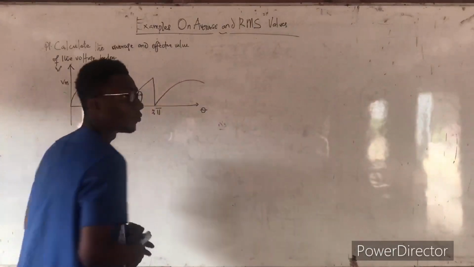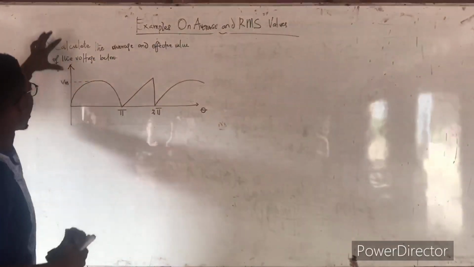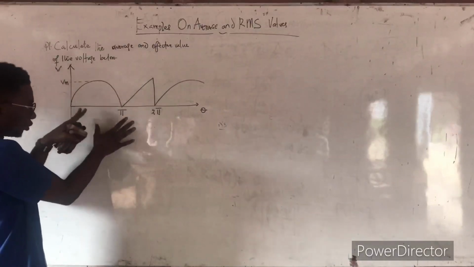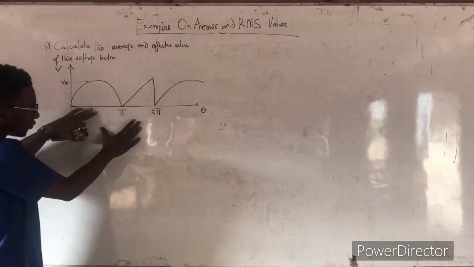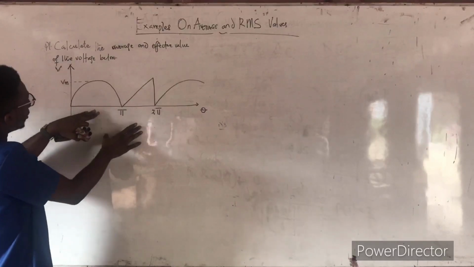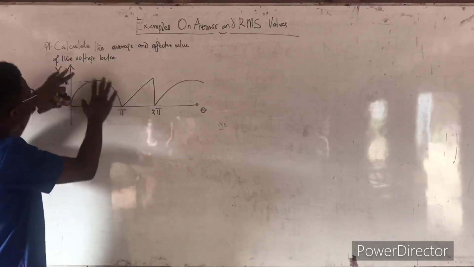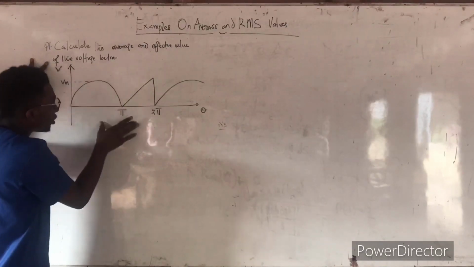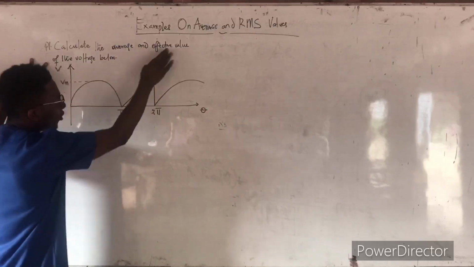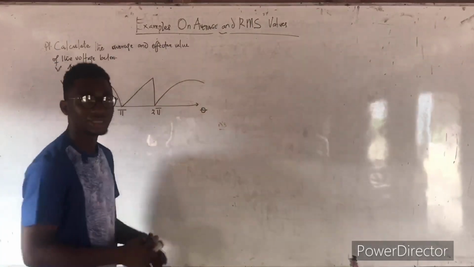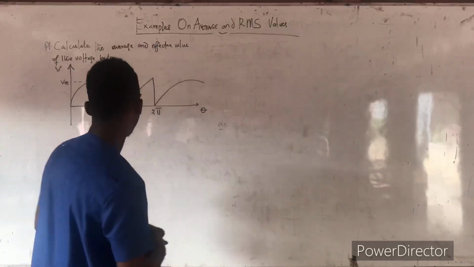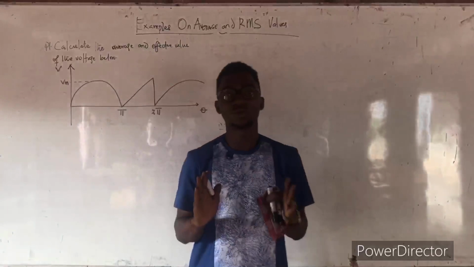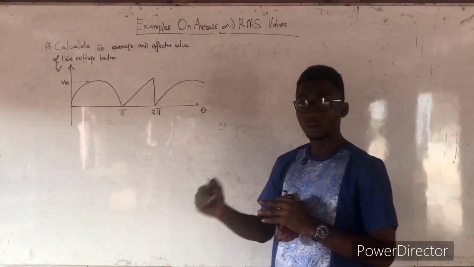Okay. So now with this question, for instance, we are asked to calculate the average and the effective value of the voltage below. So this is a waveform of a certain voltage, and we are asked to calculate the average value of the voltage and the effective value of the voltage. And we also know that the effective value is the same as the root mean square value. So now I want to solve this question simultaneously so that you understand how to find the average value and the root mean square value.